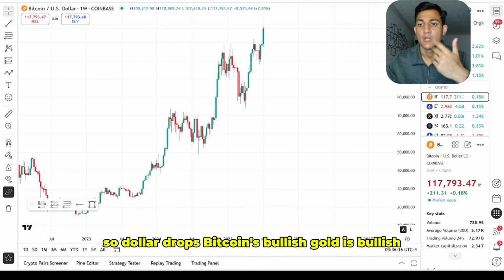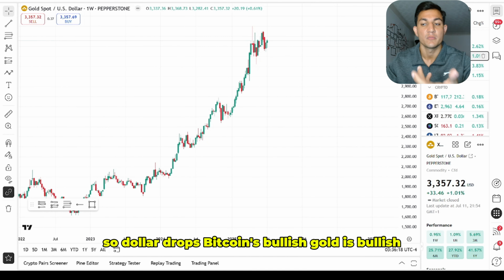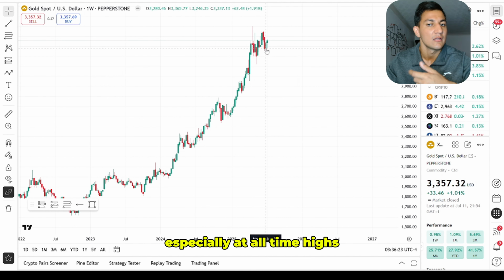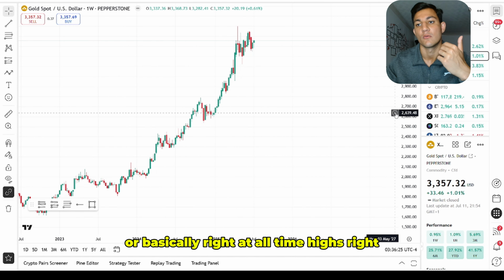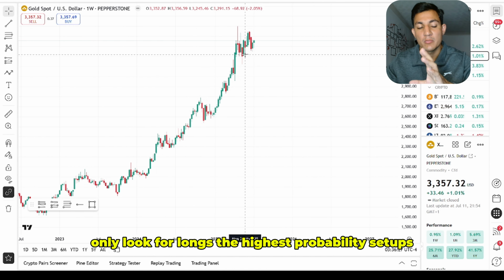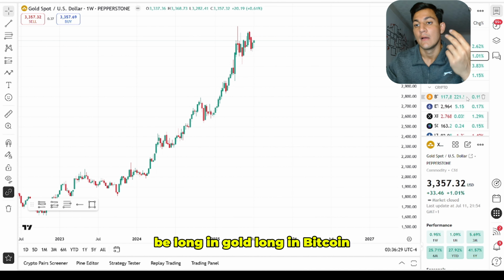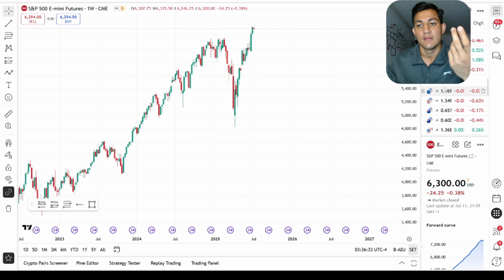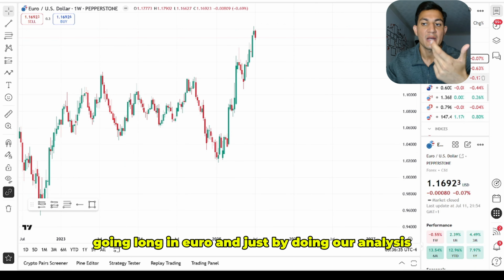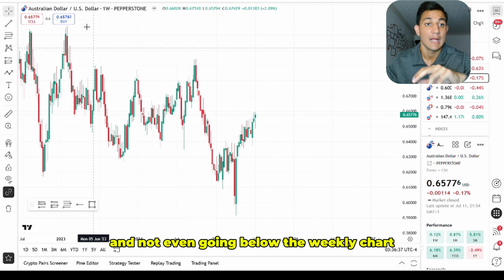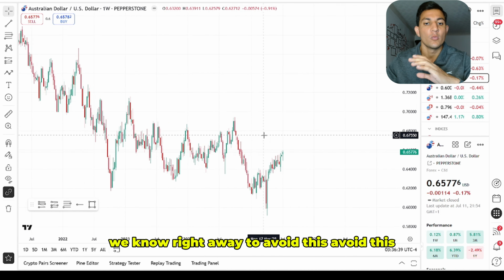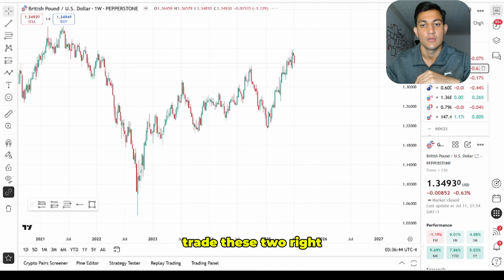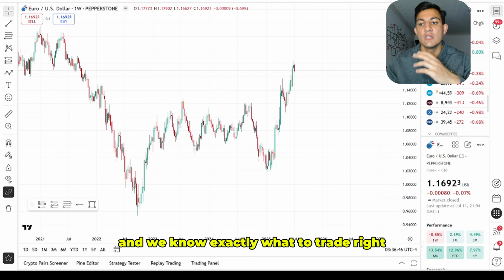So dollar drops, Bitcoin's bullish, gold is bullish. Only look for longs. This is the key takeaway. Do not start shorting gold, especially right at all-time highs. Only look for longs. The highest probability setups are long in gold, long in Bitcoin, long in the S&P, any other indices, going long in euro. And just by doing our analysis, just by looking at the dollar and not even going below the weekly chart, we know right away what to avoid and what to trade. And we know exactly what to trade, right?